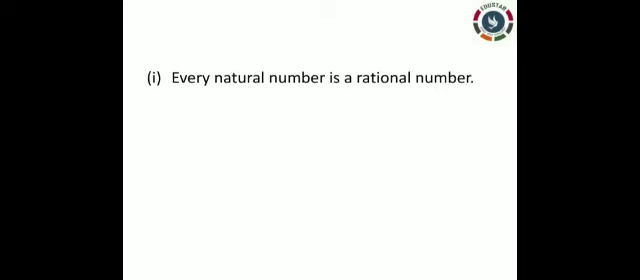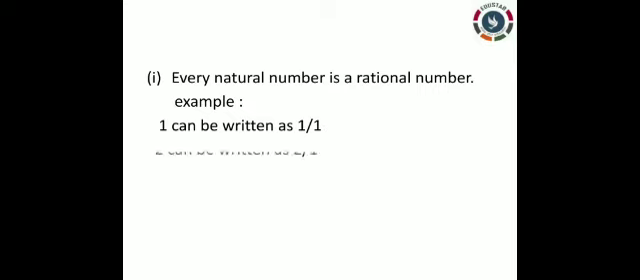Every natural number is a rational number. Example: 1 can be written as 1 by 1. 2 can be written as 2 by 1. 15 can be written as 15 by 1. Therefore, every natural number is a rational number.